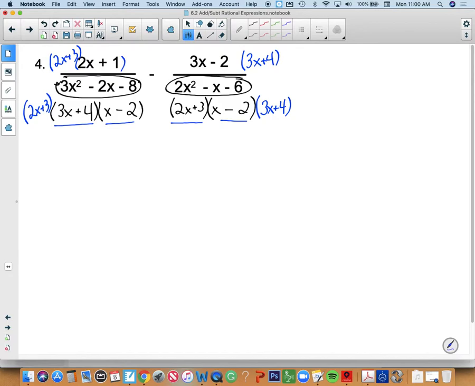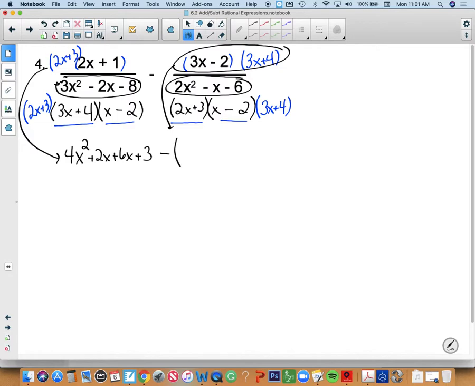And then you're going to have to FOIL out across the top. So the top, this one over here, FOIL it out. We're going to get 4x squared plus 2x plus 6x plus 3. And then we're going to multiply the second one out. I'm going to write that negative down here in parentheses so we can see that. We're going to have 9x squared, plus 12x minus 6x minus 8. That's just FOILing that one out.